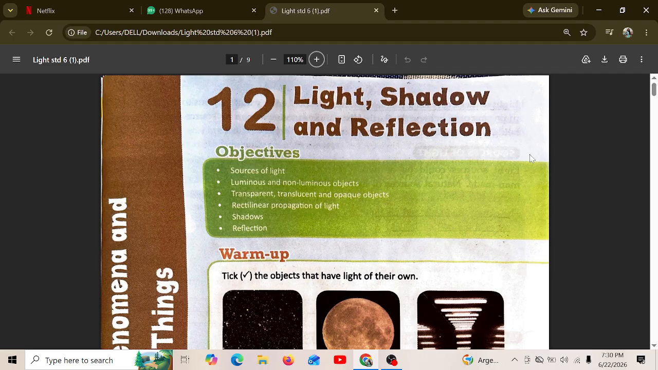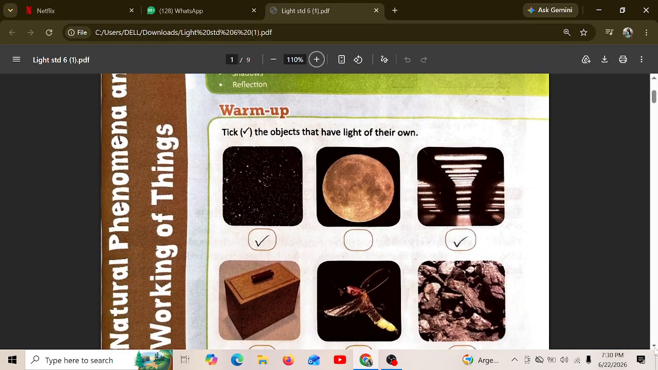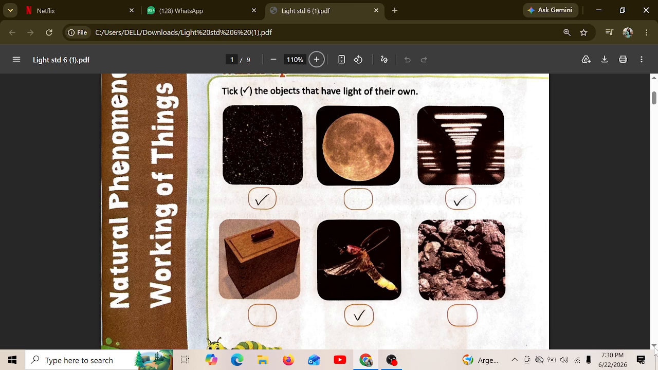So, moving on, we are having 6 different types of pictures given here. Now children, you can see the ones which are giving their own light have been already ticked for you. That is the first picture, the third picture and the fifth picture. But my question is to you all, which of these are natural sources of light and which one is the artificial source of light? Can you tell me?